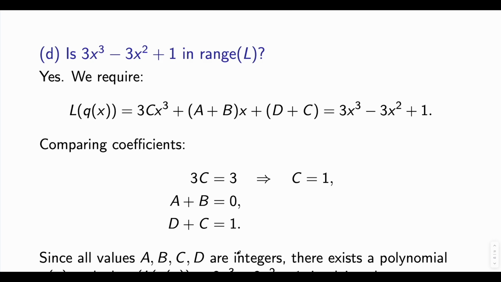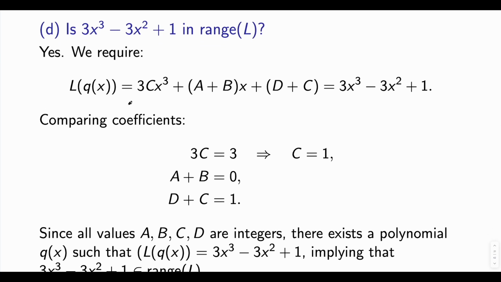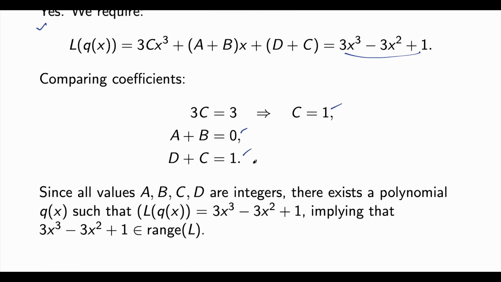Then the last part: does this belong to range L? The answer is yes. We require q(x), again of the same form with these coefficients, and try to collect the coefficients. Then a, b, c, d are all integers here. So there exists a polynomial q(x) such that this equals 3x cubed minus 3x squared plus 1, implying that this belongs to the range, right?